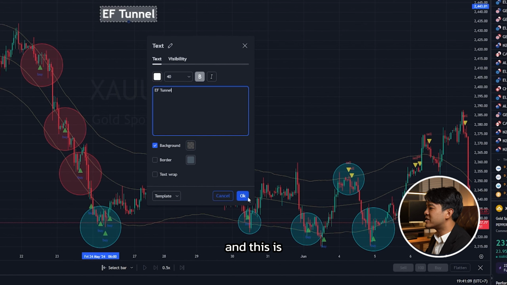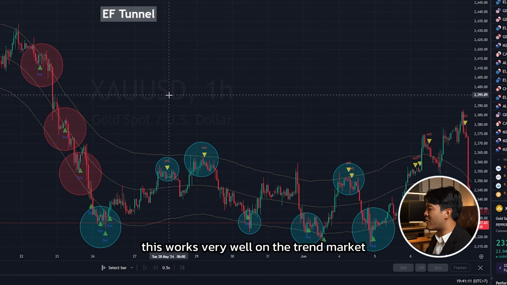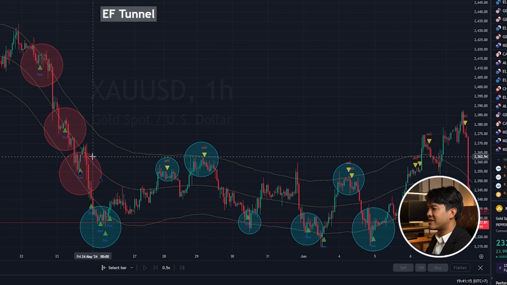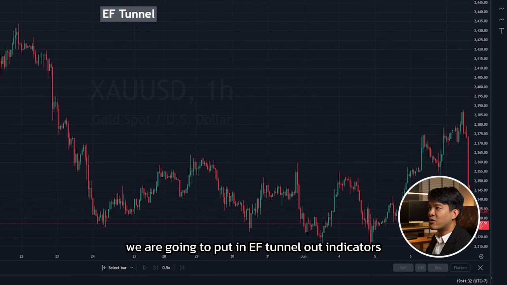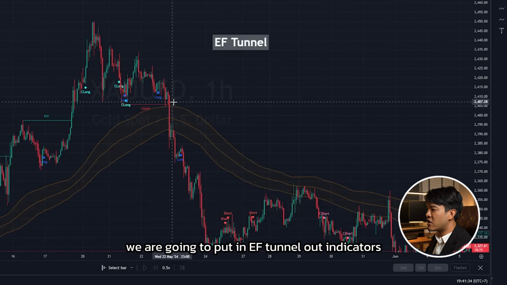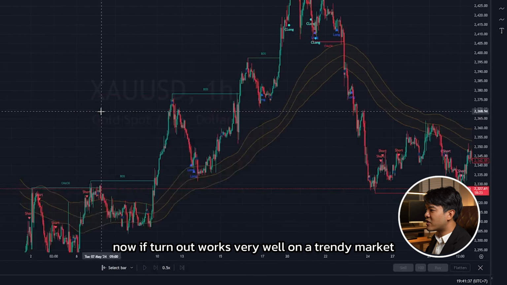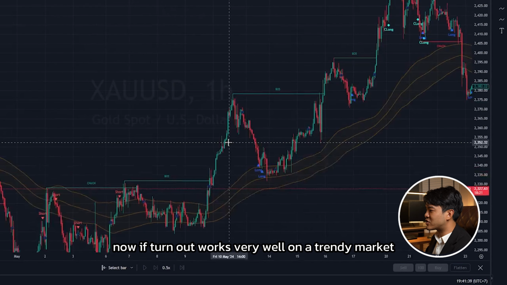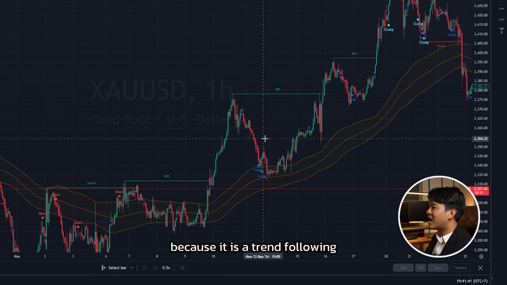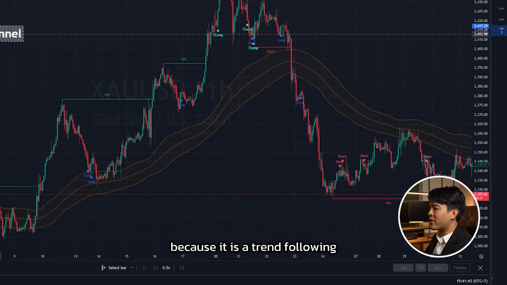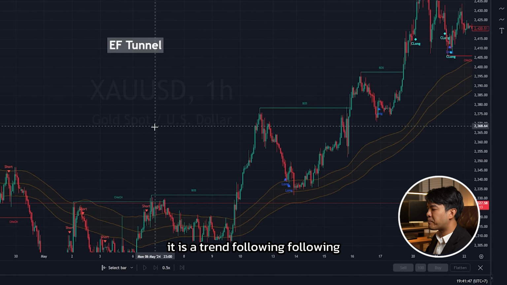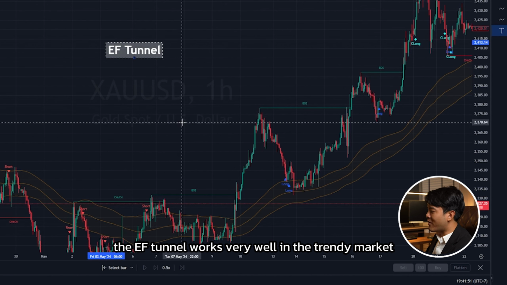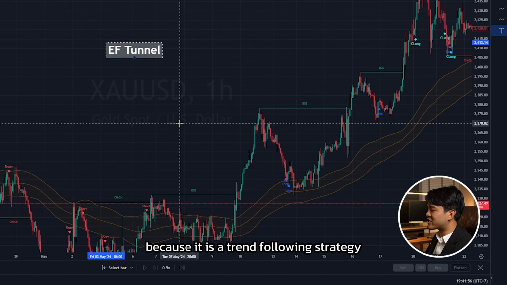And this works very well in a trend market. Let's go back and see how that works. Let's take all this off. We're going to put in the EF Tunnel indicator. EF Tunnel works very well in a trendy market because it is a trend following strategy.